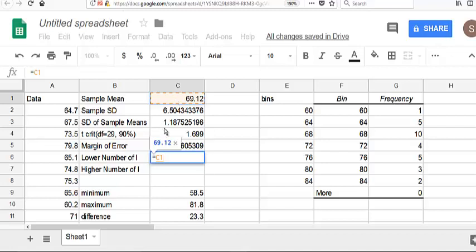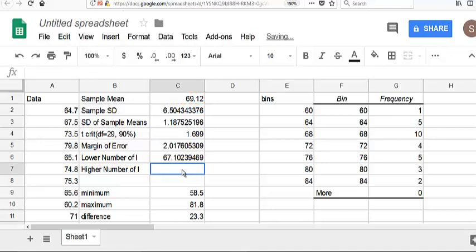and what I'm doing here is I'm clicking in here instead of writing in C2, minus the margin of error. So that's it. And then the upper part of the interval is going to be equal to the mean plus the margin of error.